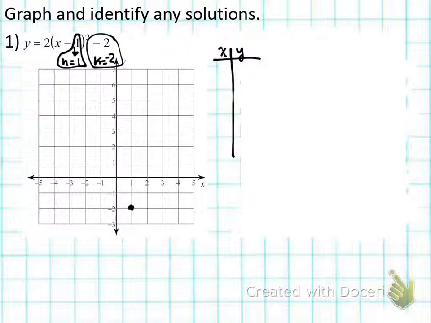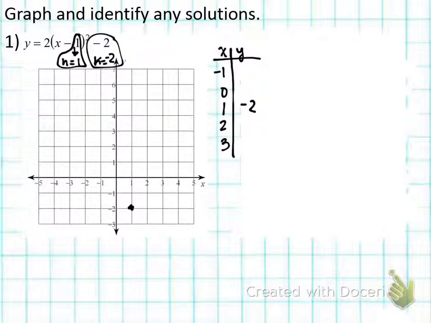I know that this graph is going to open up because a is positive. So I'm going to predict that it opens like this. I don't know exactly what it's going to look like yet, but it's supposed to look something like that. So we're going to use our h and k, 1 and negative 2 right here, and we're going to pick two numbers smaller than 1 and two numbers bigger than 1.